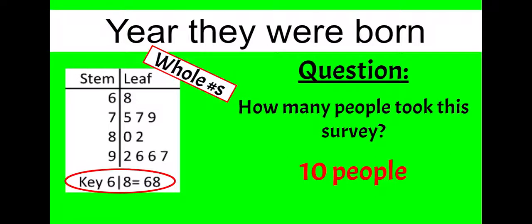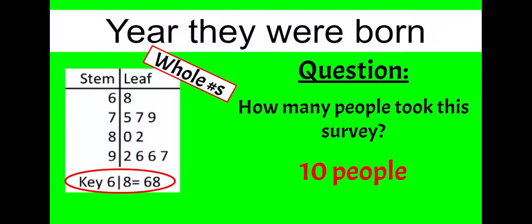If you said 10 people, then you are correct. And the way we got 10 is that 68 is one answer, 75 is the second answer, 77 is the third, 79 is the fourth, 80 is the fifth, 82 is the sixth, 92 is the seventh, 96 is the eighth, 96 again is the ninth, and 97 is the 10th. So 10 people voted on this survey.